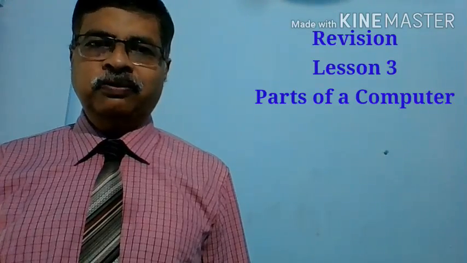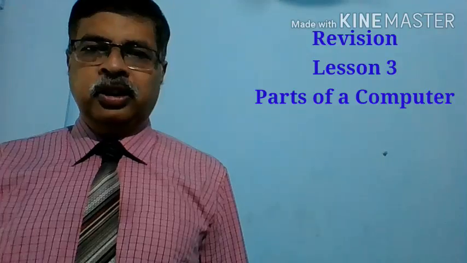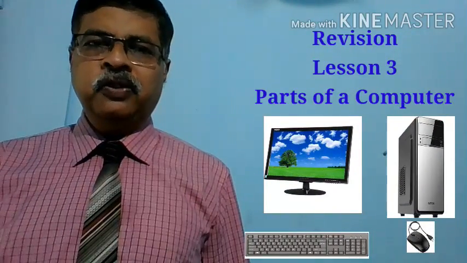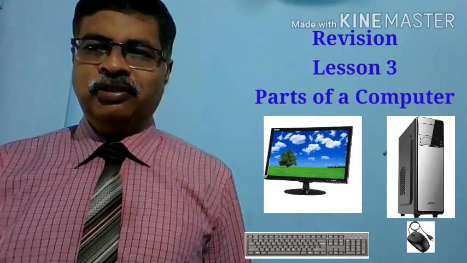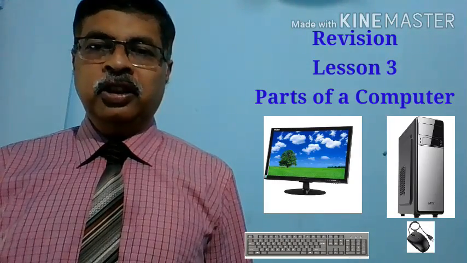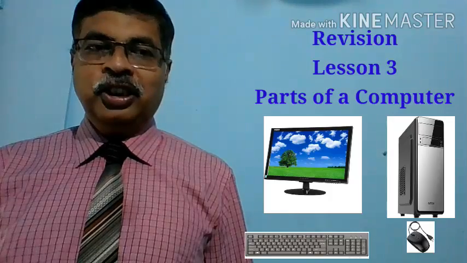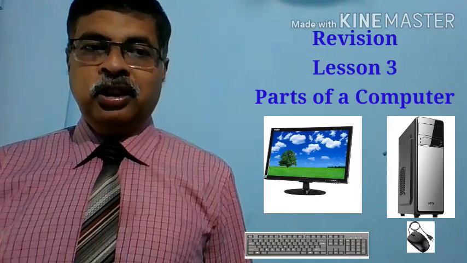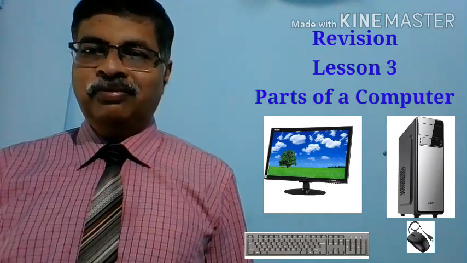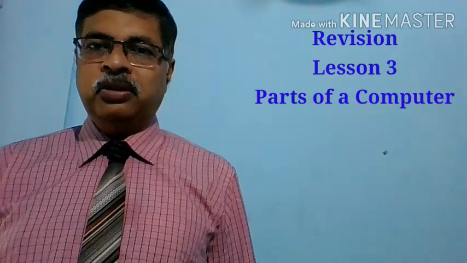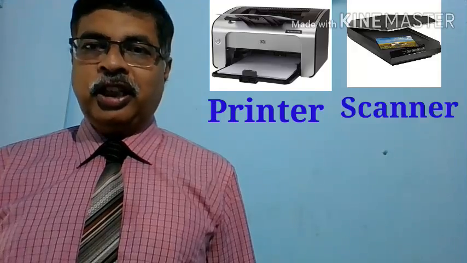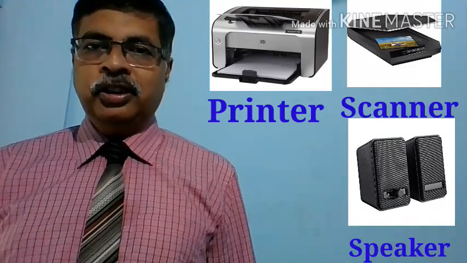This week we will complete revising chapter number 3, parts of a computer. Last week we did this. We revised the 4 main parts of a computer, desktop computer. They were monitor, keyboard, mouse and CPU. Today we will revise about the printer, scanner, speaker and headphone.